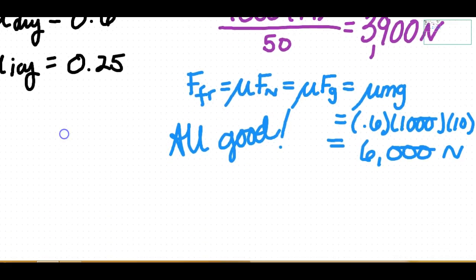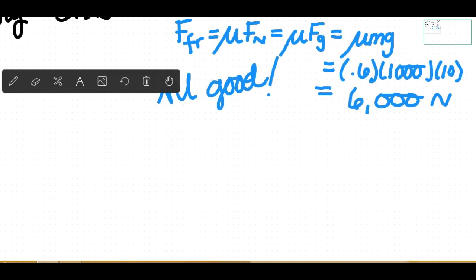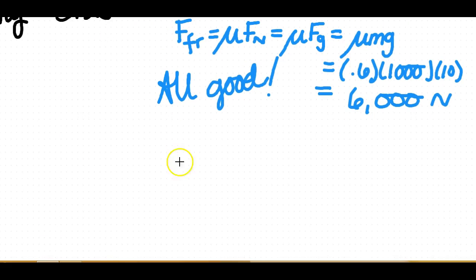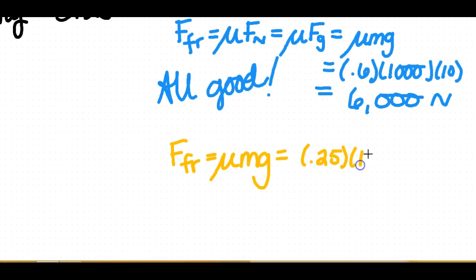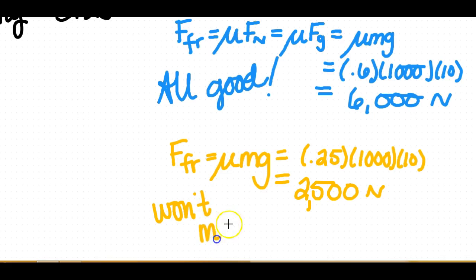So now we have to try the wet surface or the icy surface. So same thing, we're going to find the force of friction, and that's going to be the same exact formula. It's going to be coefficient times mass times gravity, because again we're on the same level surface. So the only thing that changes is the size of the coefficient, so it's 0.25. That's going to be 1,000 times 10. So you multiply that, and we're only going to get 2,500 newtons. So as is, we won't make the turn based on this. We need to have at least 3,900, and we only have 2,500. So we're not going to be able to make it going at this speed.